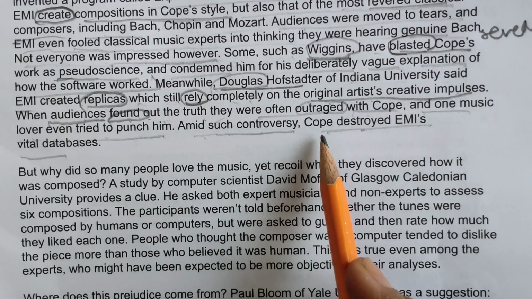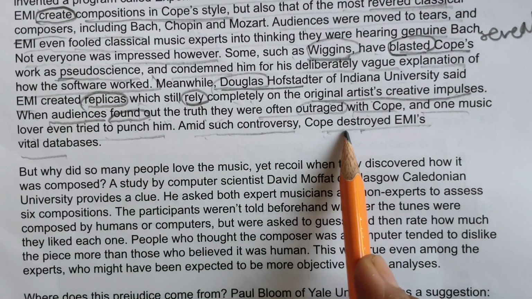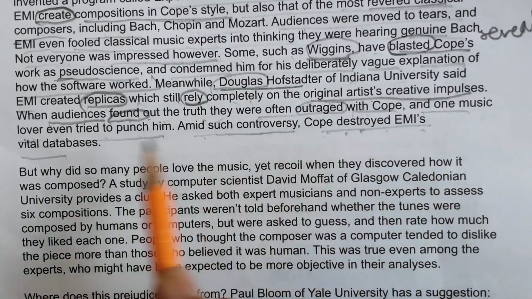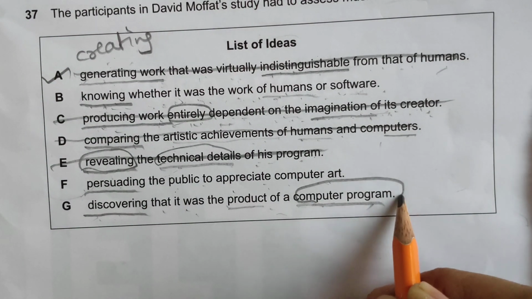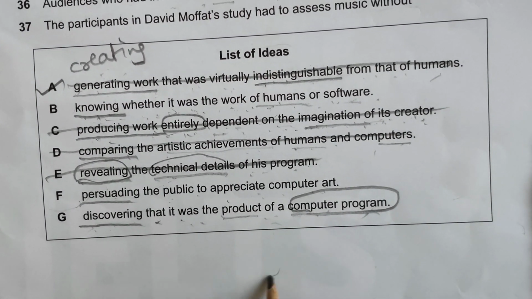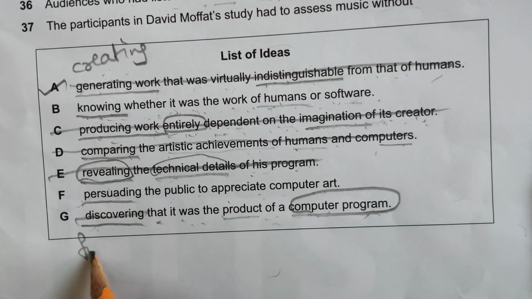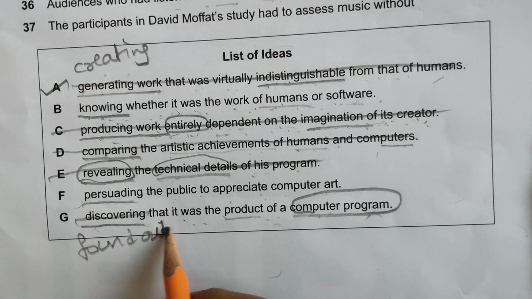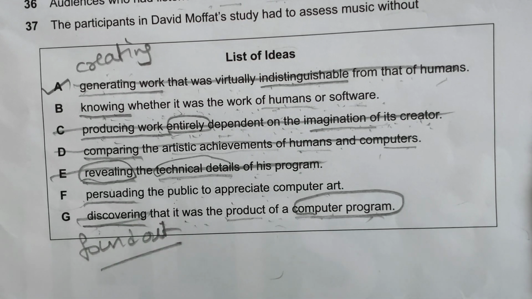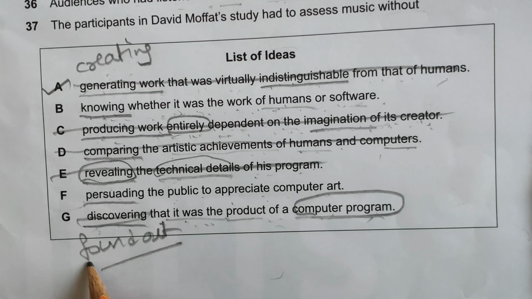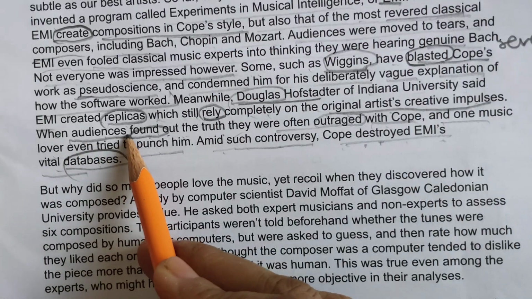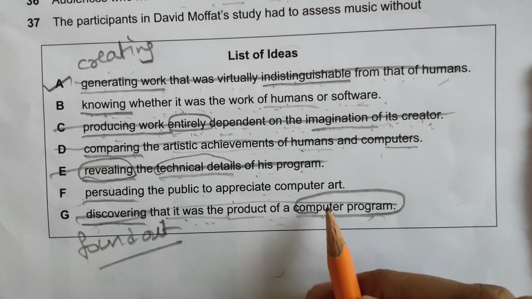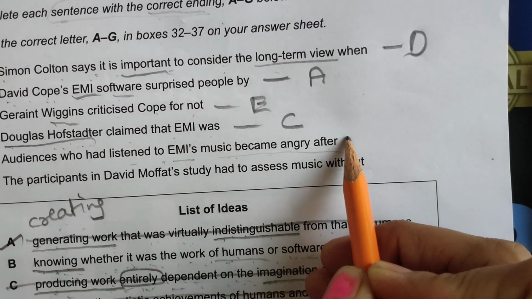Amid such controversy, Cope destroyed EMI's vital database. It was the product of a computer program. Discovering is finding out. It is given in the past tense, found out, and discovering fits because the sentence is in the past tense, so the paragraph is also in the past tense. Audiences found out the truth. So let's cut it from the list of options, and 36 is G.